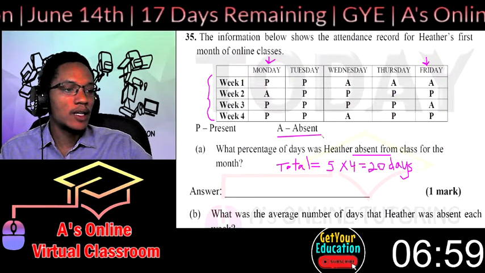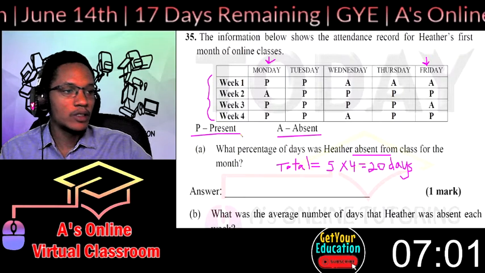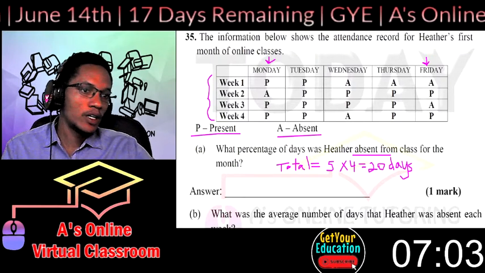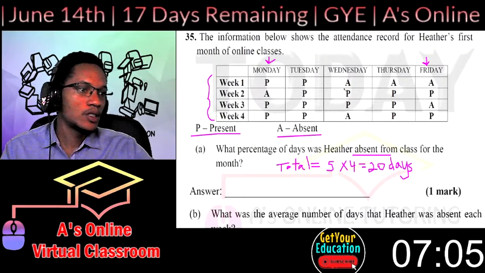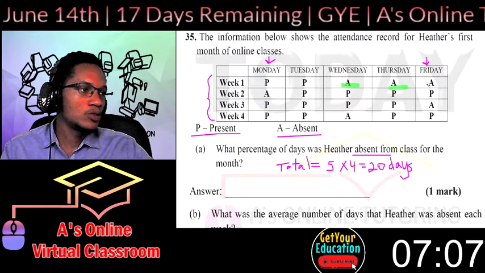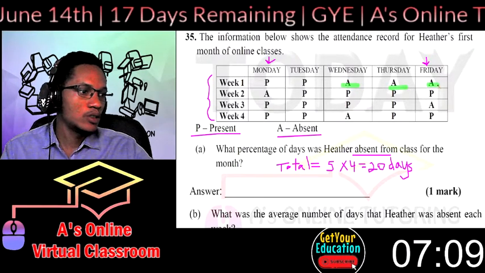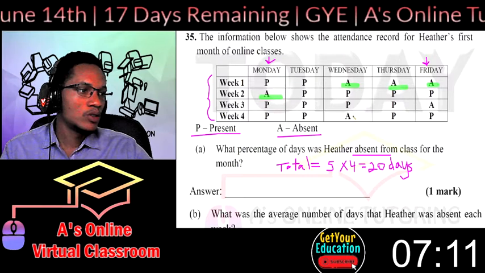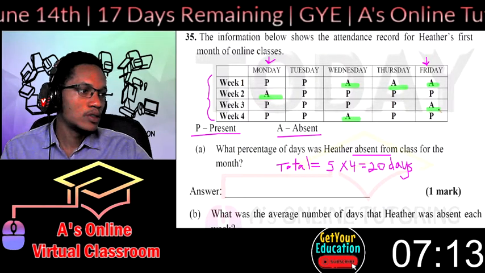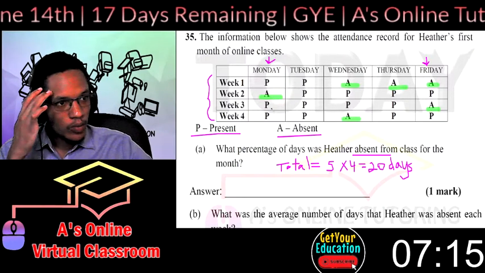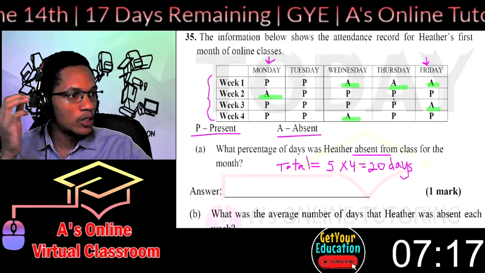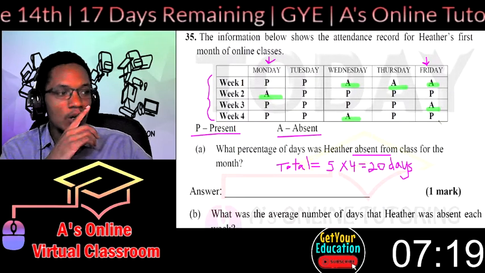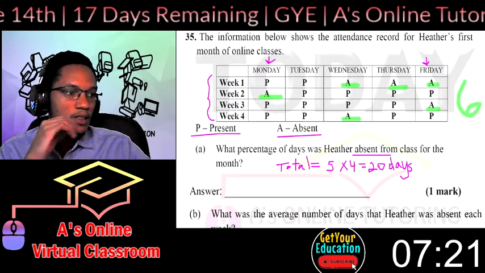So here it says A for absent, P for present. So I'm going to highlight all the absents. Absent will be 1, 2, 3, 4, 5, 6. Make sure we didn't leave out any. Good. So we have 6 absents.